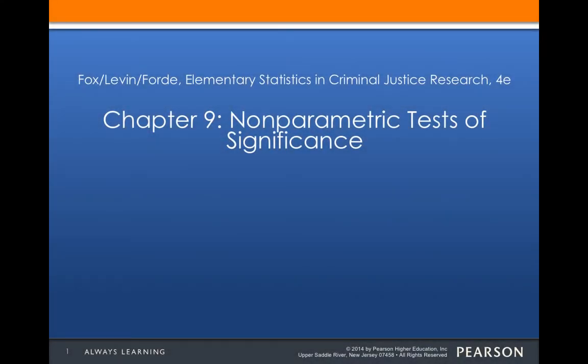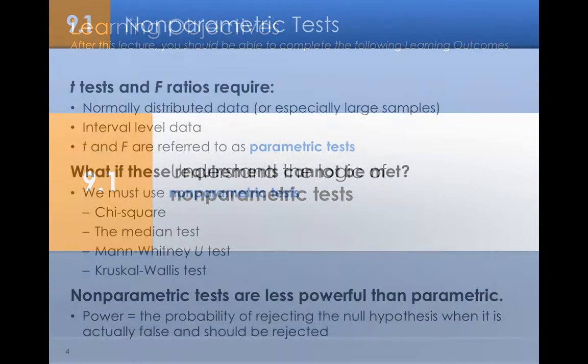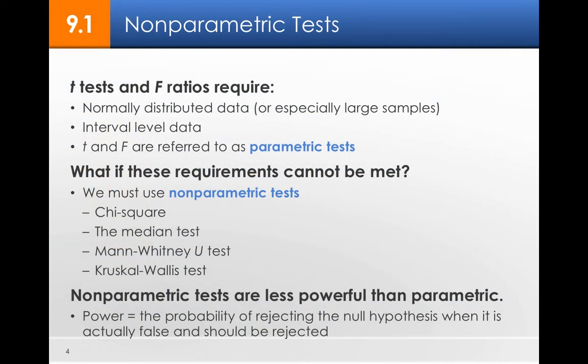All right, in Chapter 9, we're going to talk about tests of significance for non-parametric measures. T-tests and F-ratios require normally distributed data that's at the interval level, so those are referred to as parametric tests. What do we do if we can't meet those requirements? Well, we're going to use non-parametric measures.